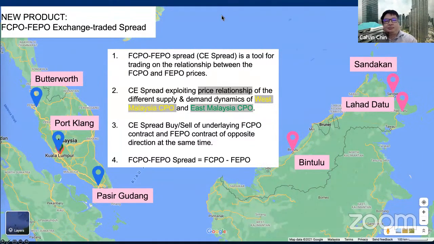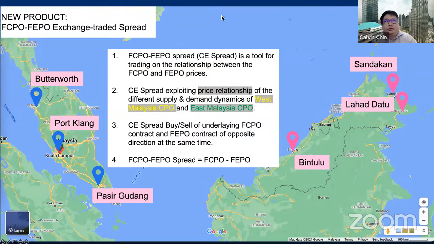Then CE spread buys and sells the underlying FCPO contract and FEPO contract in the opposite direction at the same time, meaning that if we want to buy this FCPO, FEPO spread, we will buy the FCPO underlying contract, and then at the same time, we will sell the FEPO underlying contract. So these two actions are all done by just using one exchange traded contract. If you want to do the opposite direction, it is a sell. So you just sell the FCPO, FEPO intercommodity spread, then it's equivalent to you sell one FCPO and buy one FEPO outright.